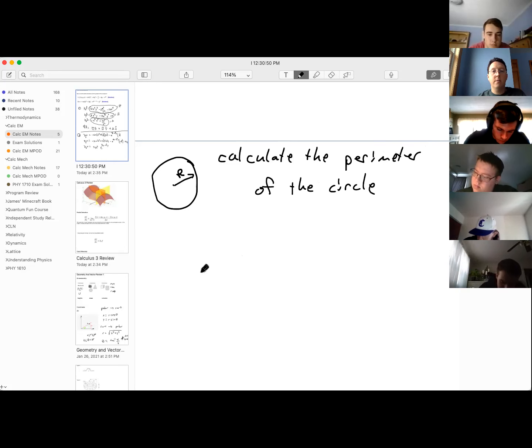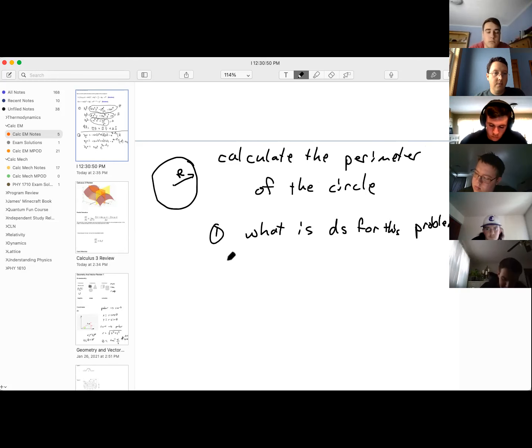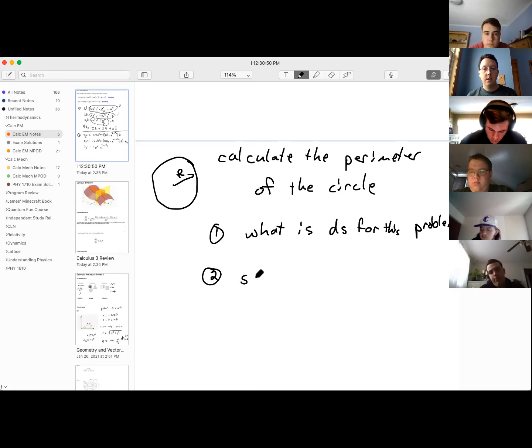Okay, calculate the perimeter of the circle. So, step one, write the problem down. Then the first thing you really want to do is, what is the arc length differential for this problem? Namely, what coordinates do you want to use for this circle? Do you want to use Cartesian coordinates, or do you want to use polar coordinates? And then two, set up that the arc length equals the integral ds.